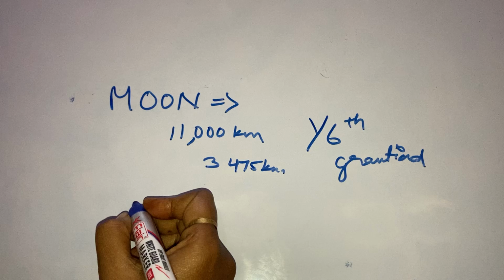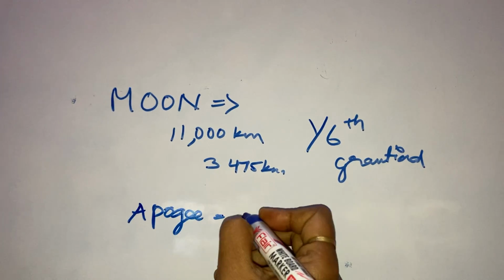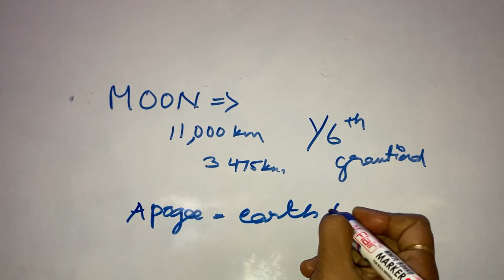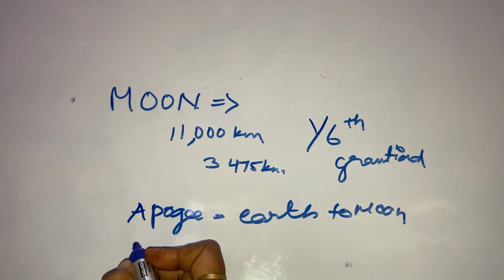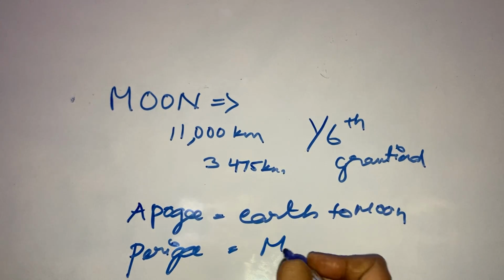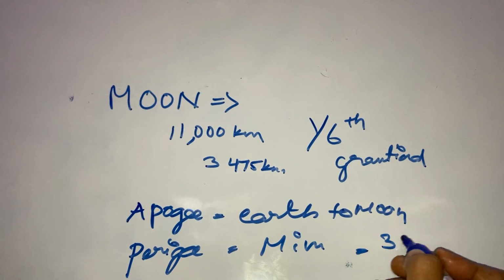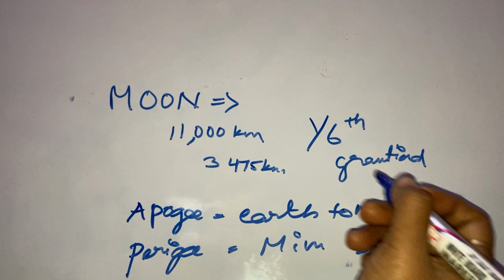So the maximum distance from Earth to Moon is apogee, and the minimum distance is perigee. The minimum distance is approximately 364 kilometers.